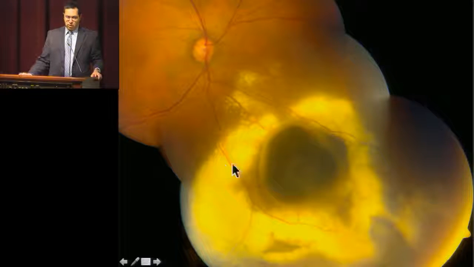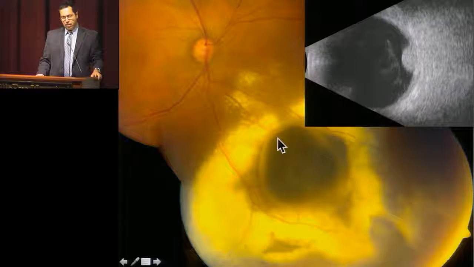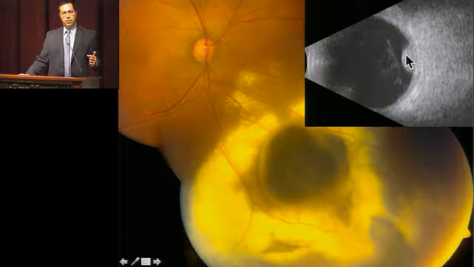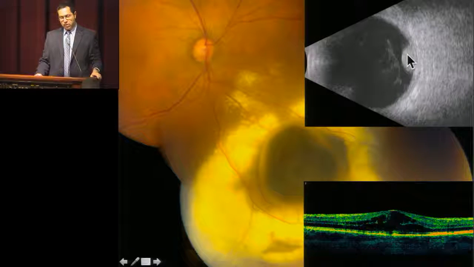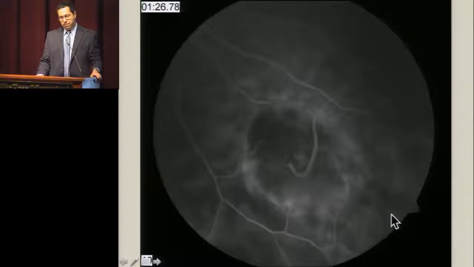So going back to this lesion, the feeder vessel is not very easily seen here, but you can see the massive exudation. And you can see it is very solid on ultrasound. You remember that choroidal melanomas generally are acoustically hollow inside. This one is very solid. And you can see that this case actually already has the cystoid macular edema. And the fluorescein shows actually the vessels that are feeding and draining it.